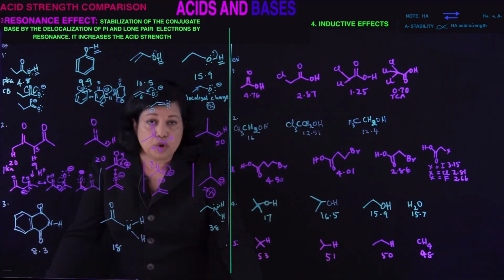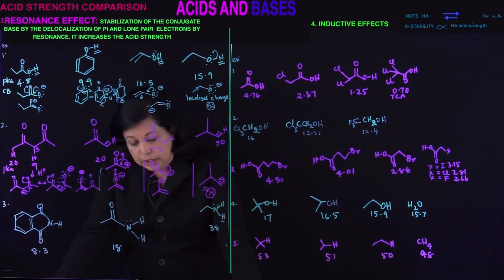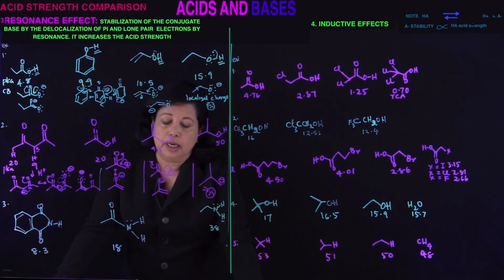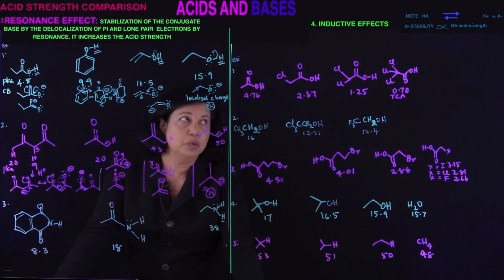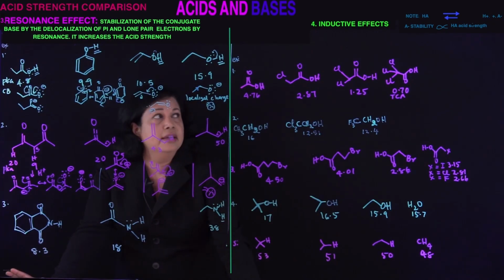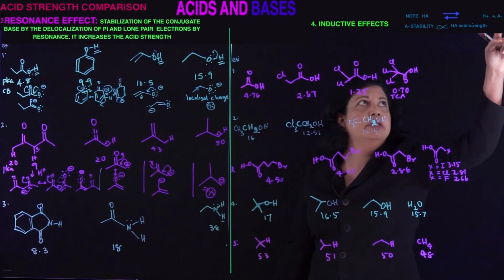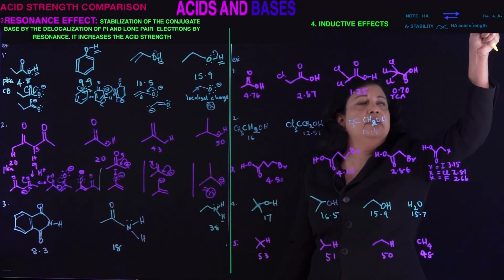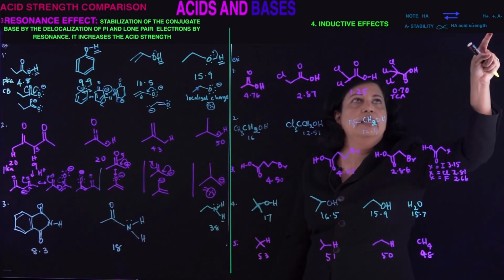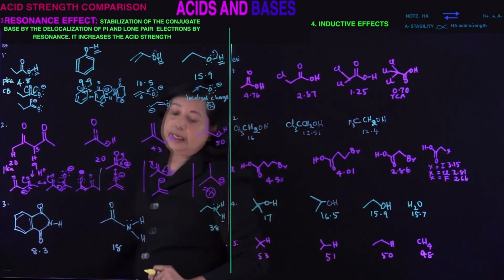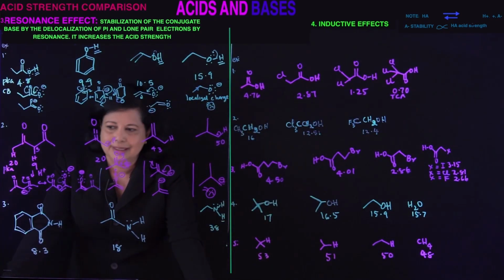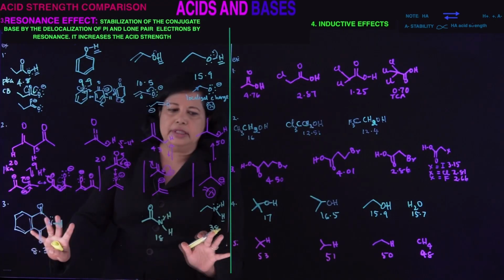More resonance structures and more resonance structures that distribute the charge on electronegative atoms, the more stable the conjugate base. The more stable the conjugate base, this goes higher. As a consequence, H plus is going to increase. Therefore, HA-pKa is going to drop. All right, let's look at this series down here.